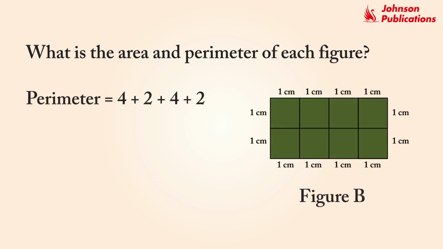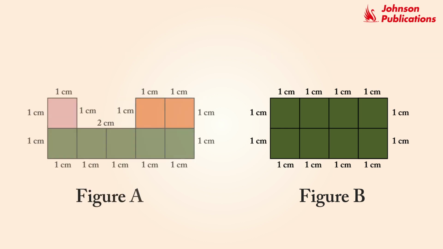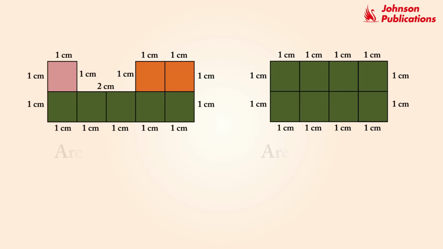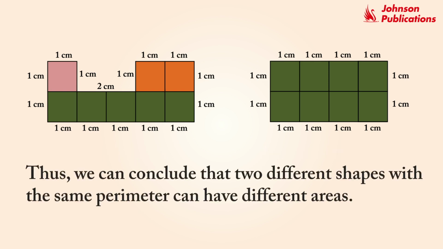When we add the sides of the other figure, we get the perimeter as 12 centimeters. The area of the figure is 8 square centimeters. We can see that both the figures, A and B, have an area of 8 square cm, but the perimeter is different in both cases. Thus, we can conclude that two different shapes with the same area can have different perimeters.